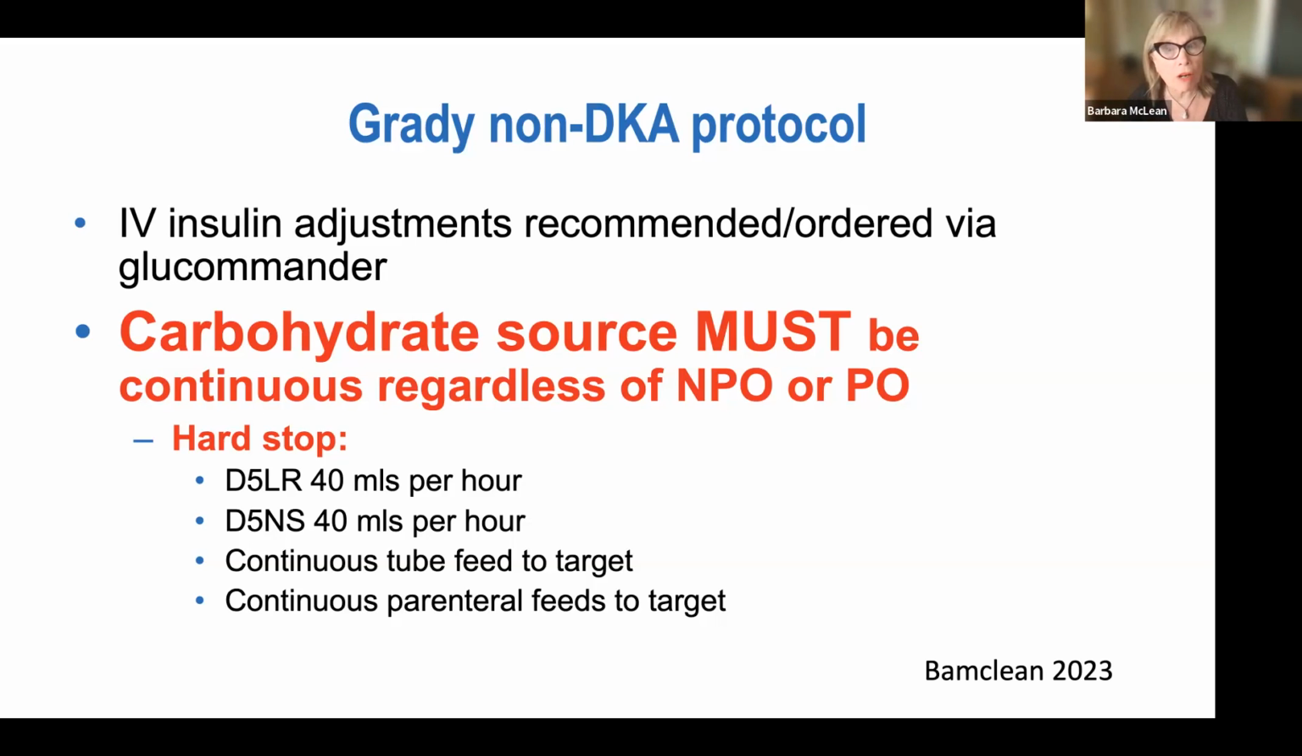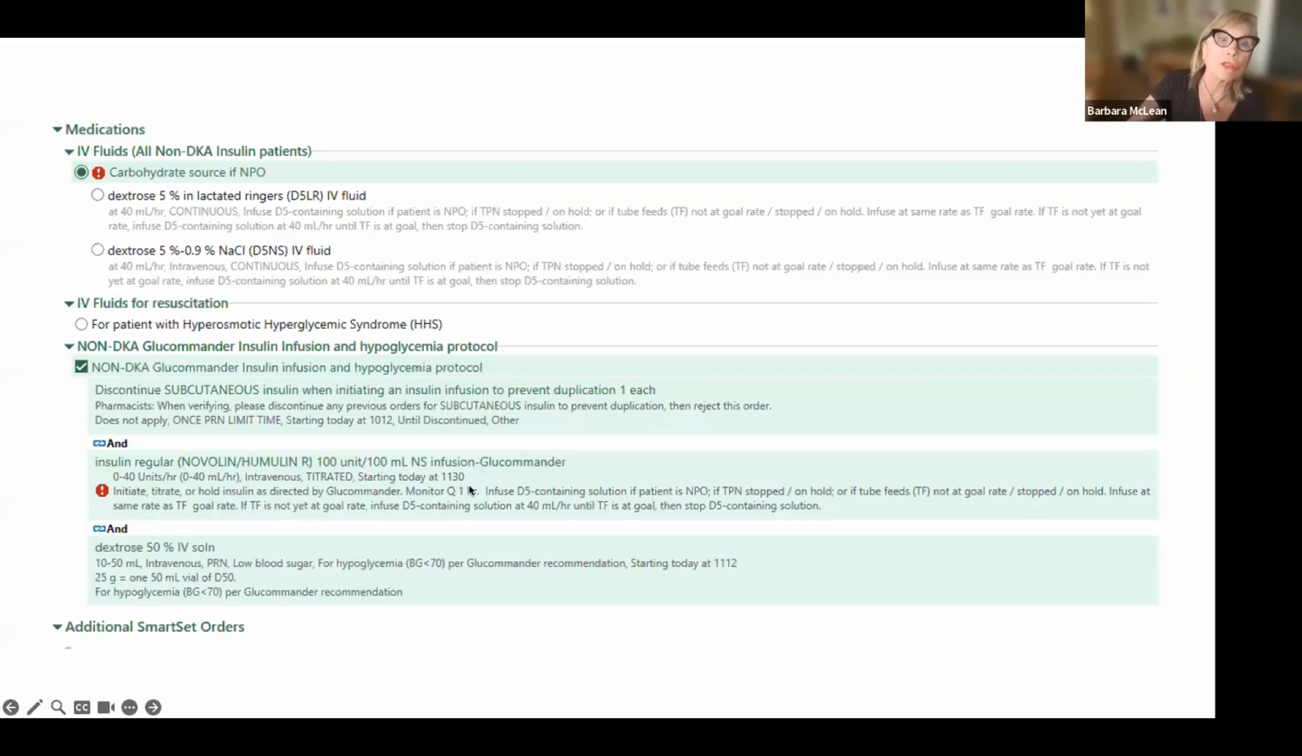So that's D5-LR at 40 an hour, D5 normal at 40 an hour, continuous tube feed to target, continuous parenteral feeds to target. Otherwise, if you're on insulin for non-DKA, you must be receiving 40 mLs of D5-LR per hour. That protects your patient from incidental and profound hypoglycemia. That's in your order set right here. This is a hard stop right here. Hard stop. You got to order one or the other.